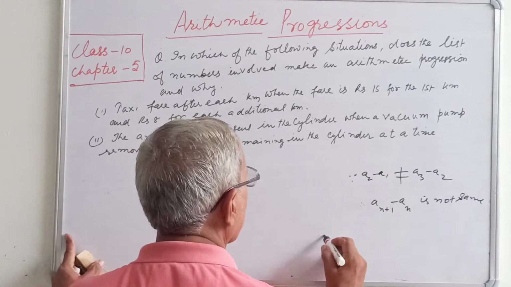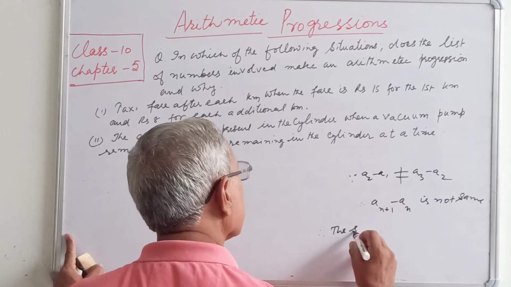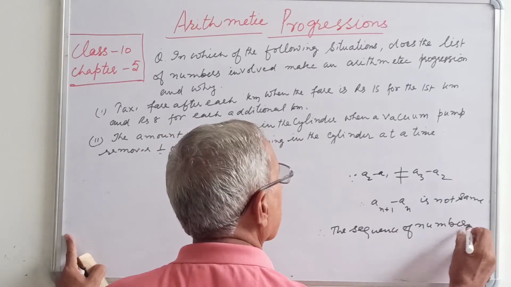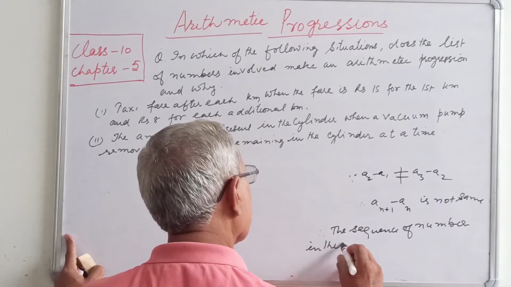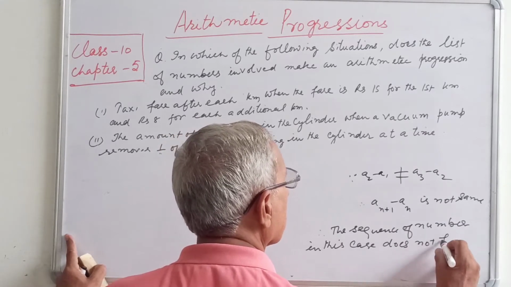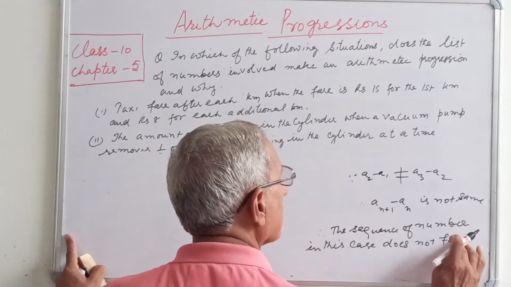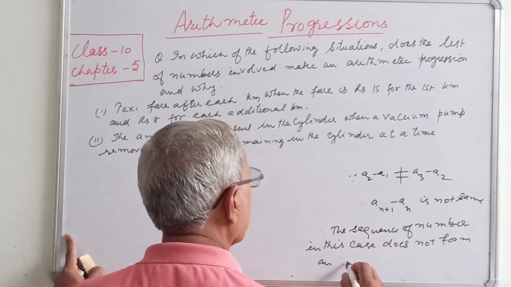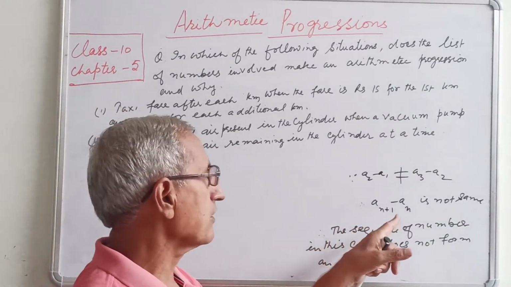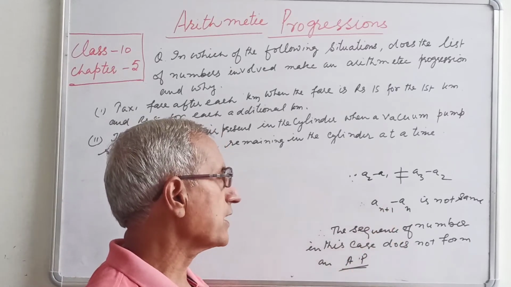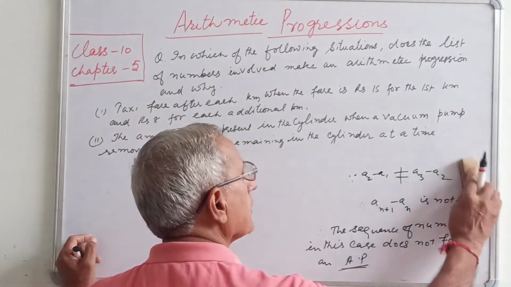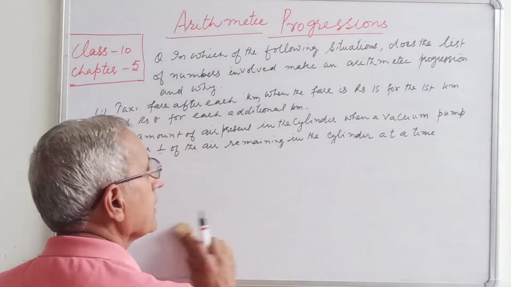Therefore the sequence of numbers here in this case does not form an AP. For an AP it is necessary that an plus 1 minus an should be always the same. Here the differences are different, two different values have come, therefore this does not form an AP. Next question.